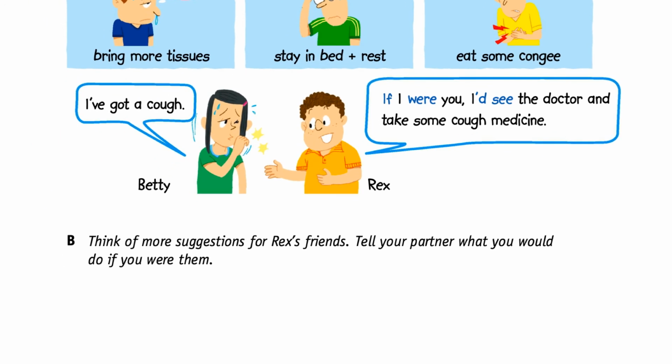Part B. Think of more suggestions for Rex's friends. Tell your partner what you would do if you were them. Do you have other advice for your friends so that they can feel better? Try to find some information on the internet. You can also ask your parents or grandparents for their experiences and suggestions.